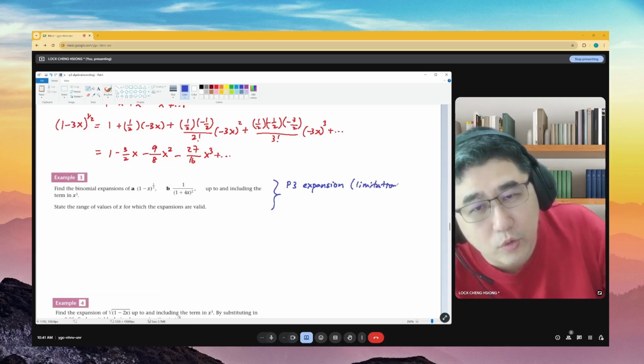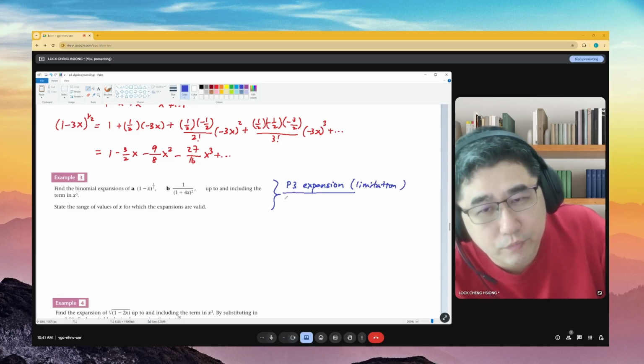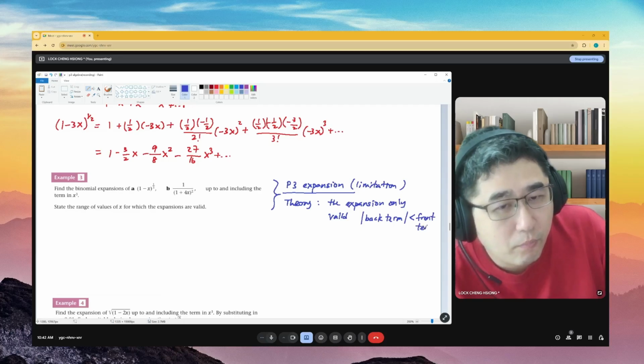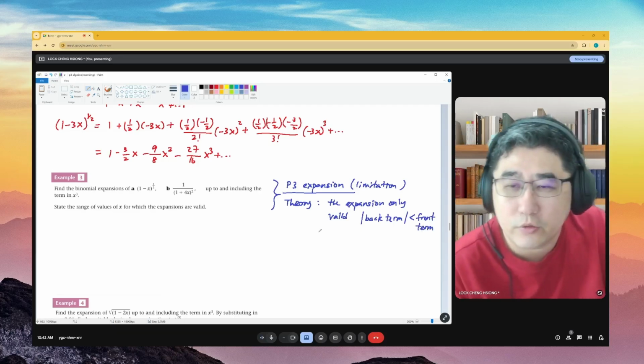Okay, there will be the theory part of it. The theory says the expansion is only valid for the modulus of the back term lesser than the front term. Okay, lesser than the front term.